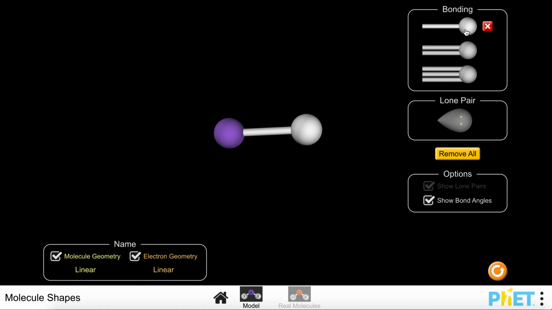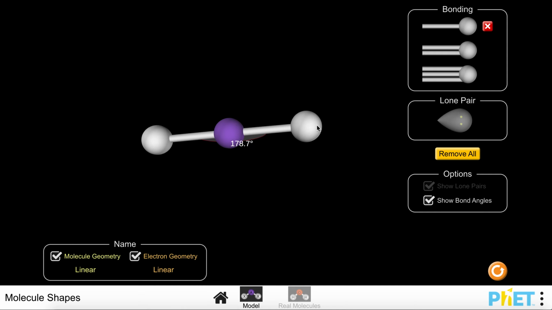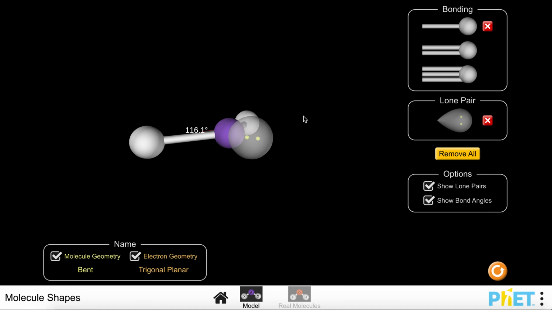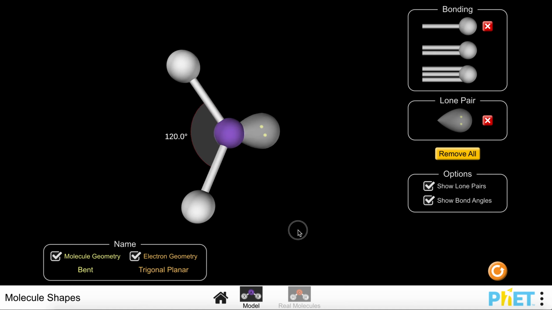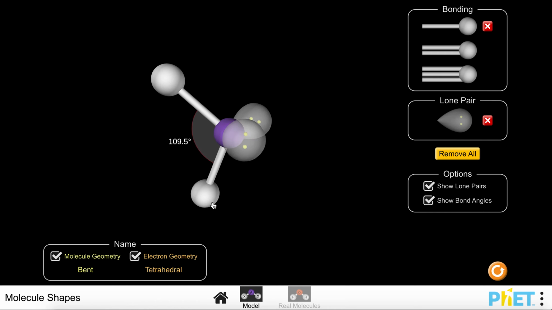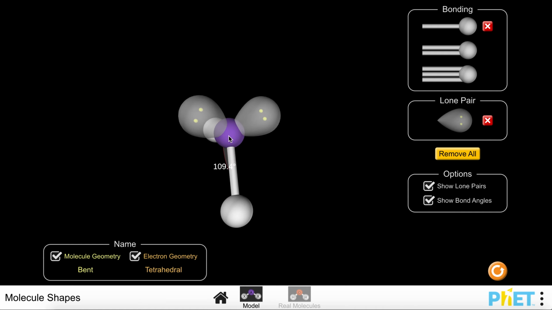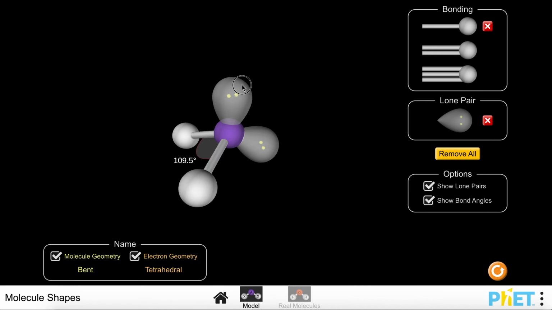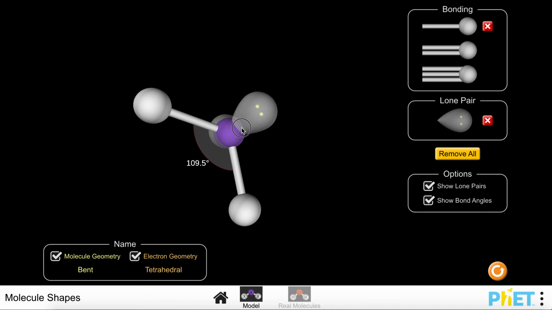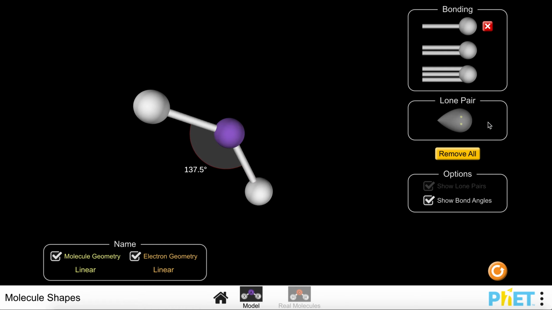Now, we can add another bond, and this would give us a linear shape. Okay, so this could be something like BeH2 that has this. We could put a lone pair on, or we could put in another lone pair and make it look something like water. And so you can rotate it around, and we can see how we can have different angles here. We can take off a lone pair, and we can take another lone pair off.